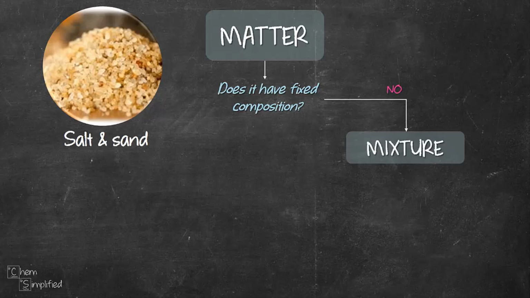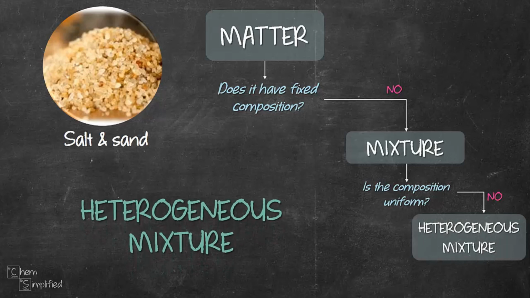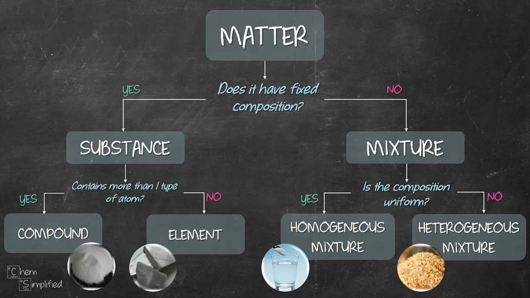And then we ask the next question, which is, is the composition uniform? Is it mixed well? Well, look at it. Do you see some specks of white color here and there, and then some darker specks here and there, and some lighter in between colors? It's not mixed really well, right? Some parts have lighter color, some parts have darker color, so the composition is not uniform. Therefore, it's a heterogeneous mixture. Here's a summary of the flowchart that we can easily use to classify elements by asking simple questions.